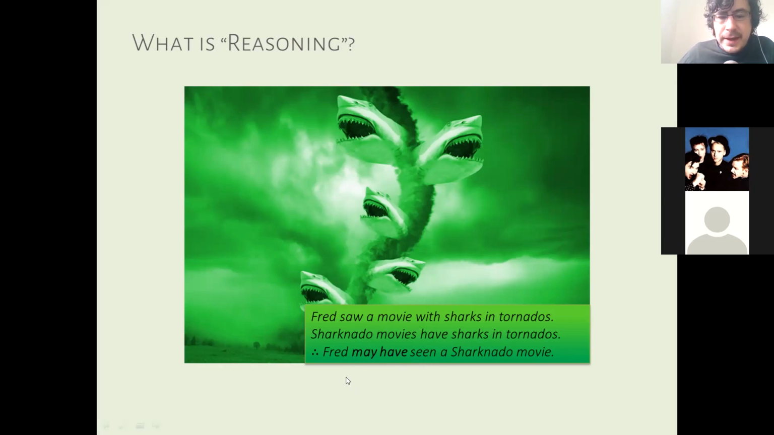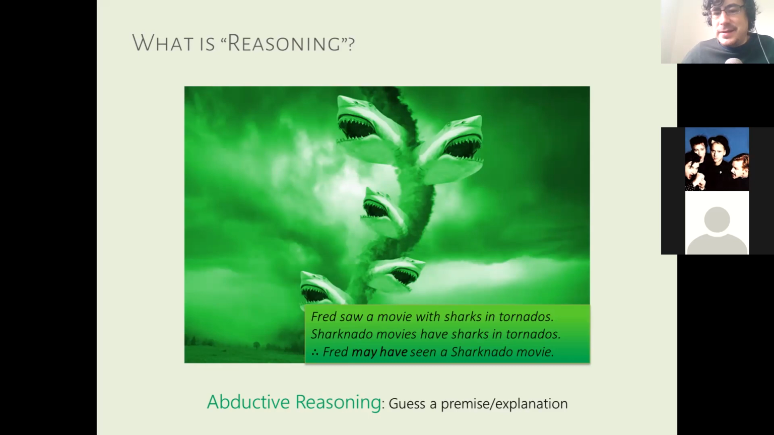So in this case, we have an observation and we have something like a rule. This is almost like saying all Sharknado movies have sharks in tornadoes. And then we're trying to guess the premise that leads to this conclusion, right? So it's almost like going in the opposite direction of deduction, but it's also imprecise, like inductive reasoning. So this is called abductive reasoning, which is where we're trying to kind of guess a premise or an explanation, something that leads to the conclusion that we see.